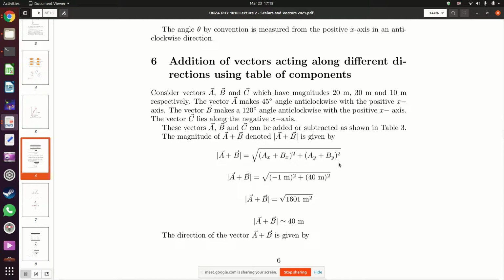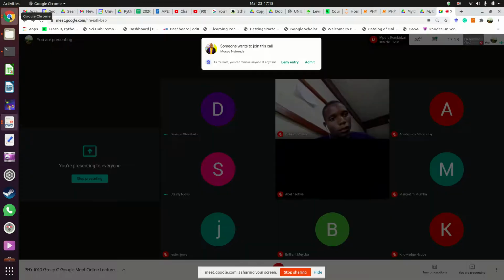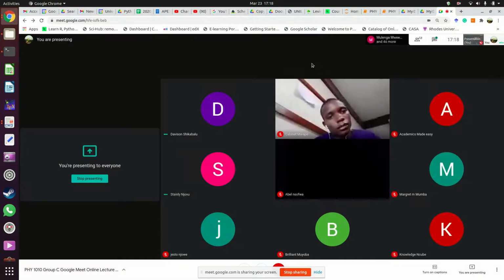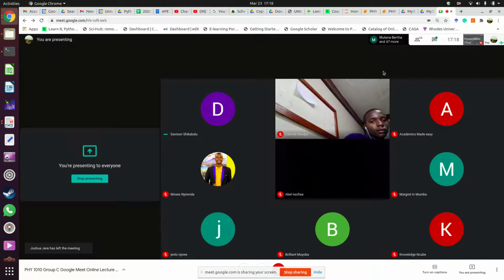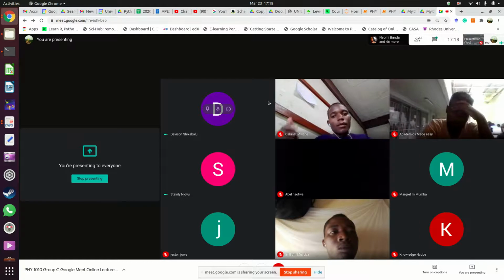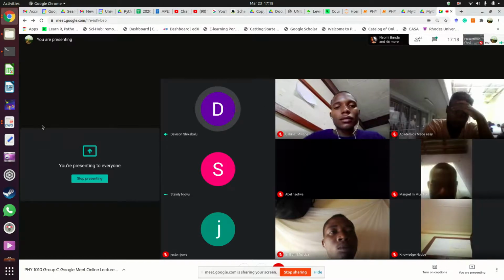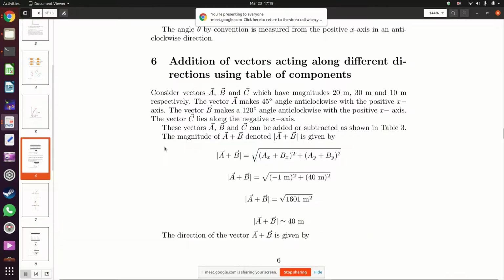So today what we are going to look at is an example of what we were discussing yesterday when it comes to adding vectors using components. And we're going to create a table of these components, work them out, and proceed to work out the resultants, the different resultants which we need to work out. So what do we have?